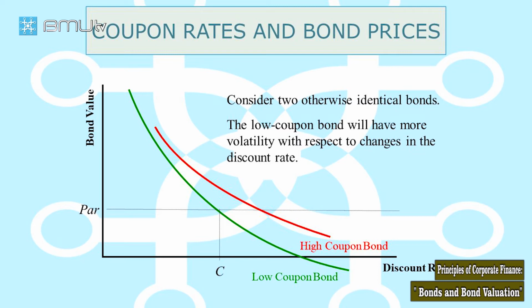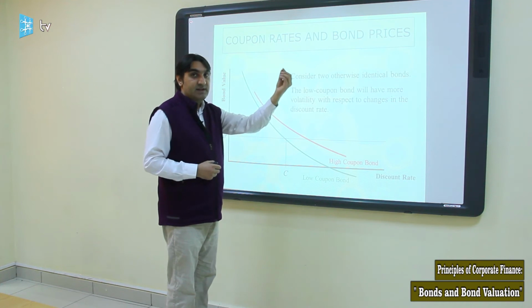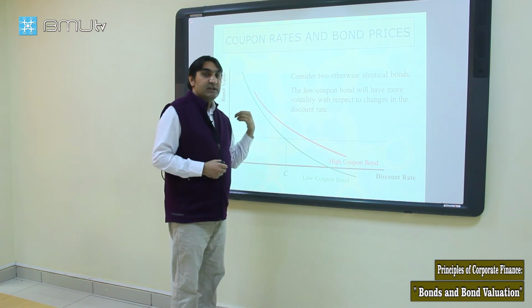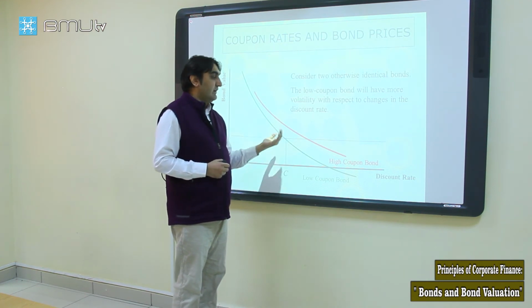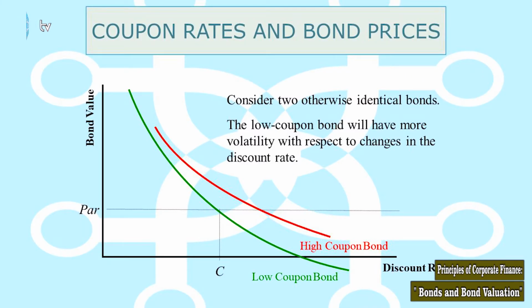Again we see a low coupon bond and a high coupon bond. We see that the low coupon bond's graph is steeper than the high coupon bond's. Again, this is because the low coupon bond's price mainly comes from the present value of the face value, that's 1,000, but the high coupon bond's price is mainly derived from the present value of coupon payments. So again, a steeper graph means a small change in discount rate will yield a higher change in bond value.